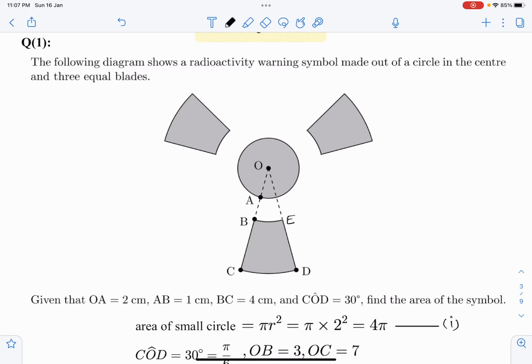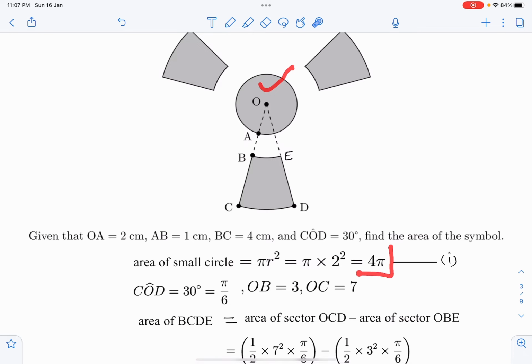I have to find the total shaded area. Okay, 1, 2, 3 and this one. Now this area is very simple. This is the area of the small circle. So that I have already calculated. Look here, area of circle. I hope you remember the formula, pi r square. So pi is there, r radius of this is 2. So let me put here 2. So pi into 2 square will be 4 pi.